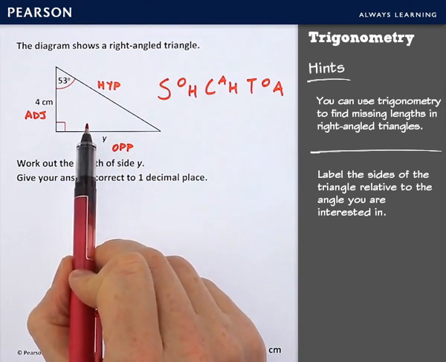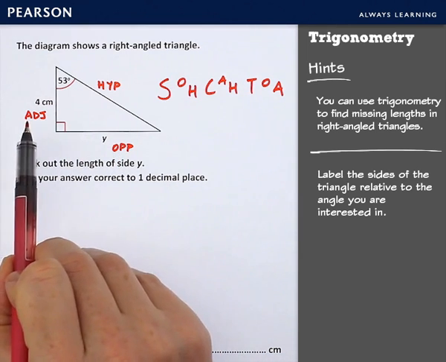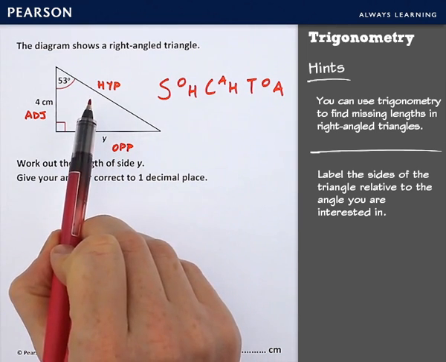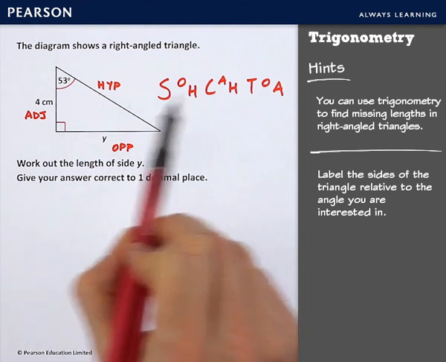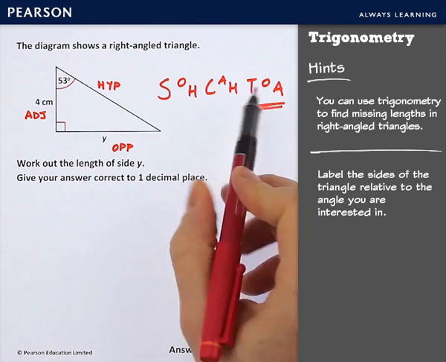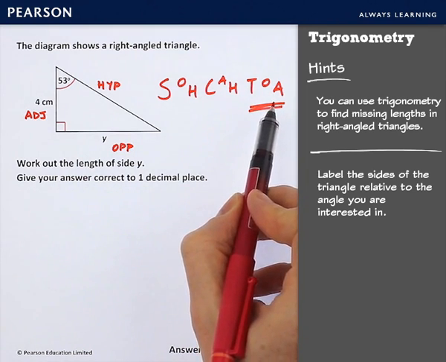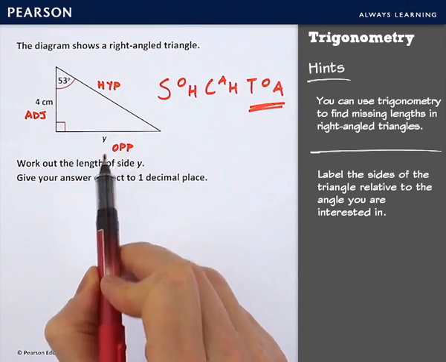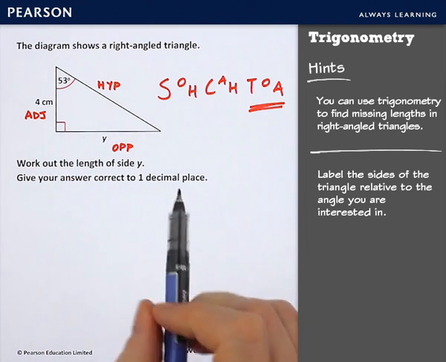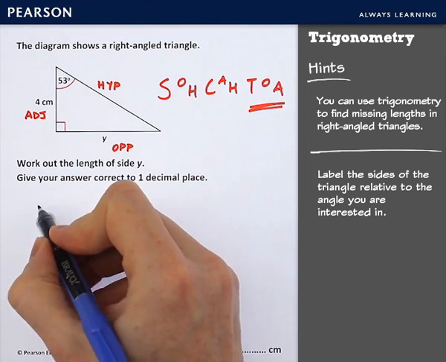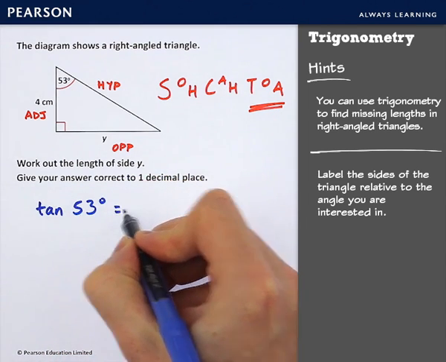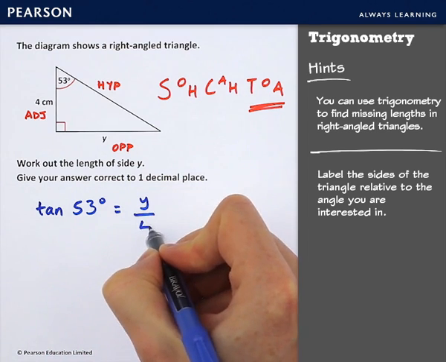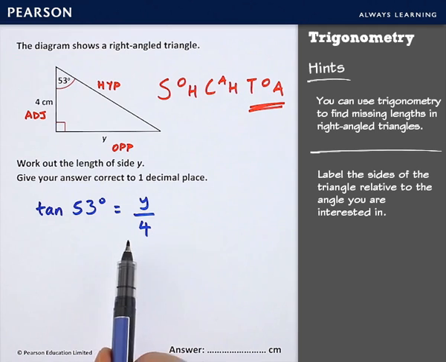In this calculation, you're interested in the opposite and the adjacent, not the hypotenuse. So choose the trigonometric ratio which doesn't involve the hypotenuse. It's tan of x equals opposite over adjacent. Substitute the values you know into tan of x equals opposite over adjacent. So tan of 53 degrees equals y over 4. This is an equation that you can solve to find y.